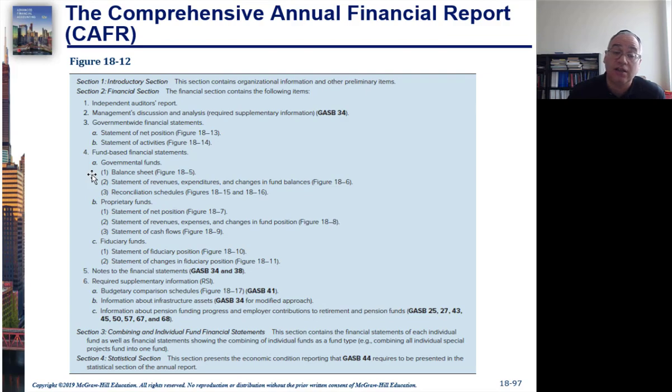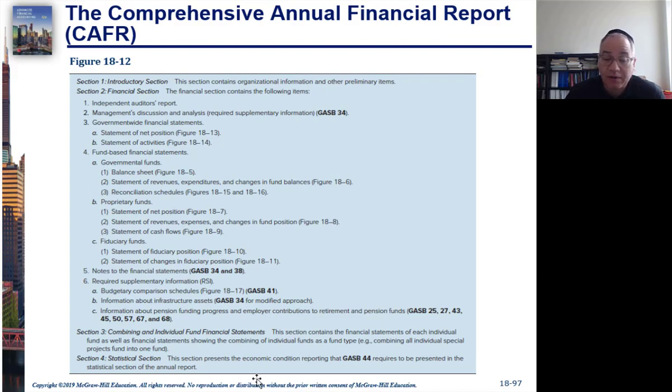We'll have the balance sheet, statement of revenues, expenditures, and changes in fund balance, and reconciliation schedules reconciling the fund-based financial statements to the government-wide. Then we'll have proprietary funds: a statement of net position, revenues, expenses, and changes in fund balance, and a statement of cash flows. Then we'll have fiduciary funds also: a statement of fiduciary net position and a statement of changes in fiduciary net position. Notice, and we'll talk about agency funds in a few minutes, notes to the financial statements, and then required supplementary information.